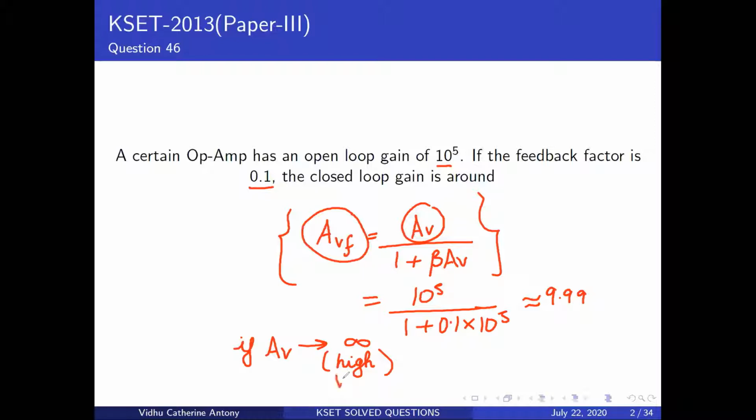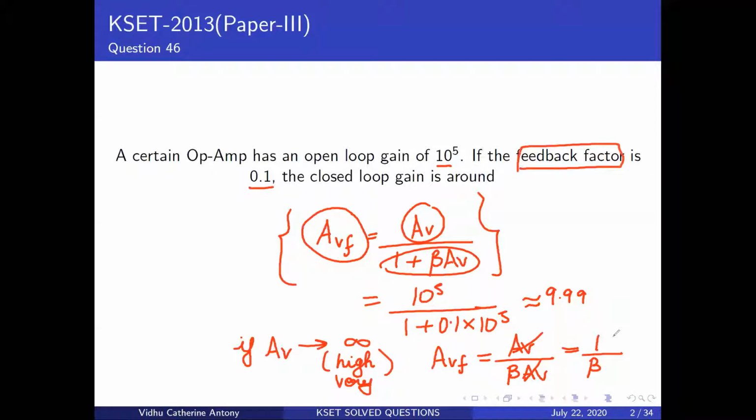if it's a very high value, then you cancel these two things out by approximating 1 plus beta AV as beta AV. Then you cancel AV out, so the only thing it depends on is your feedback factor. So you end up getting something around 10. This is the exact formula and this is an approximation. Based on the options, you use which one you like.